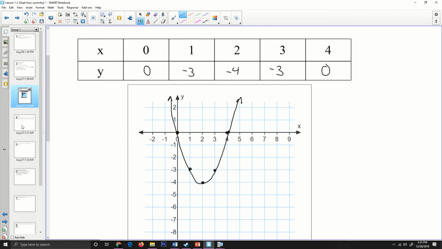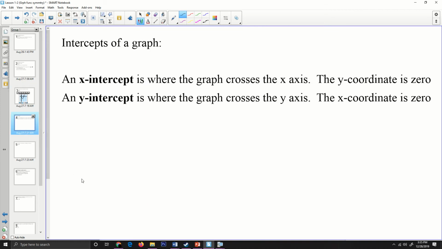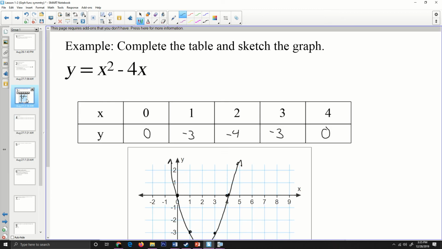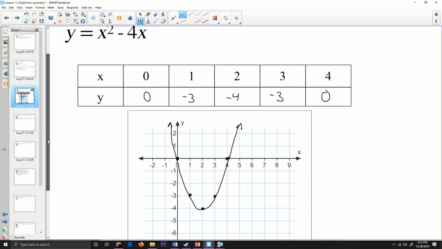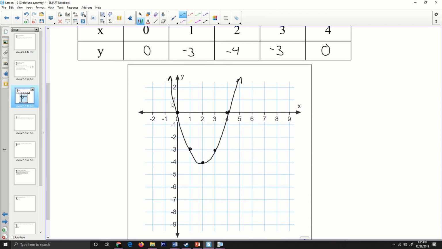The intercepts of a graph: an x-intercept is where the graph crosses the x-axis, and the y-coordinate is 0. And the y-intercept is where the graph crosses the y-axis, and the x-coordinate is 0. Now, if we go back to this graph right here that we just did, and we talk about x-intercepts first.